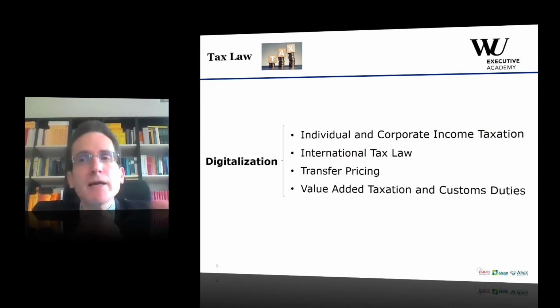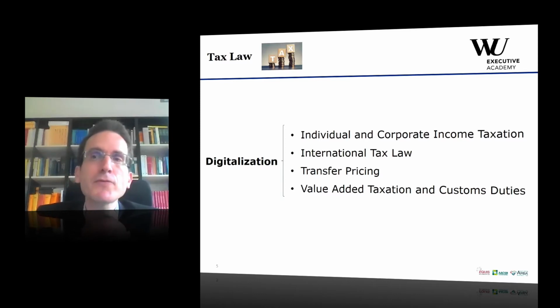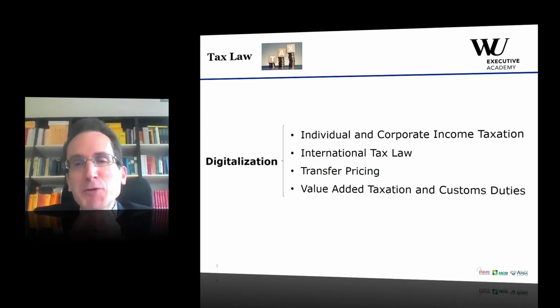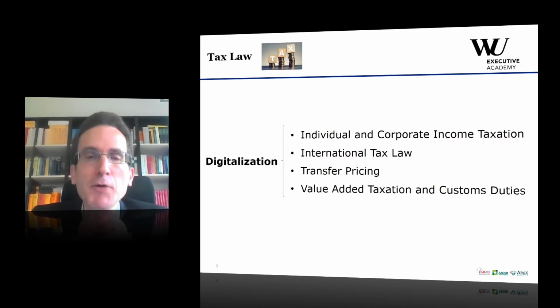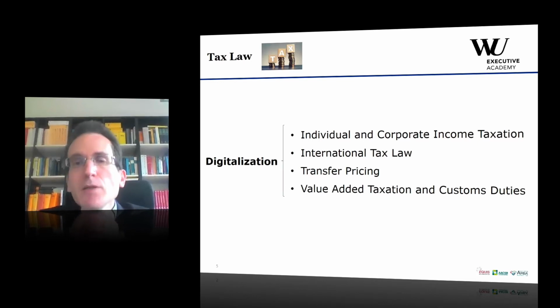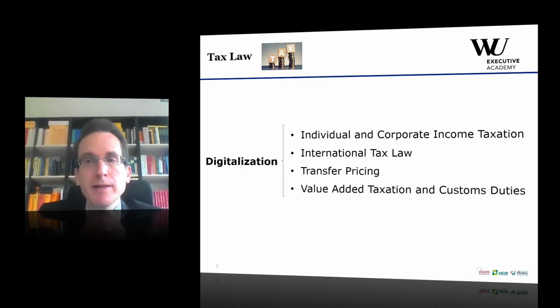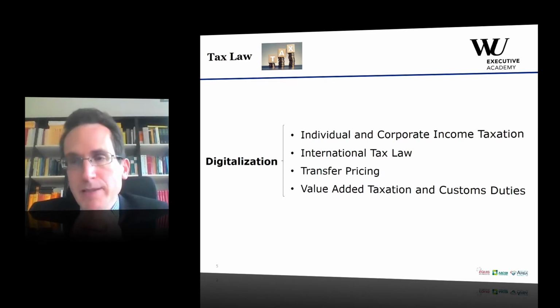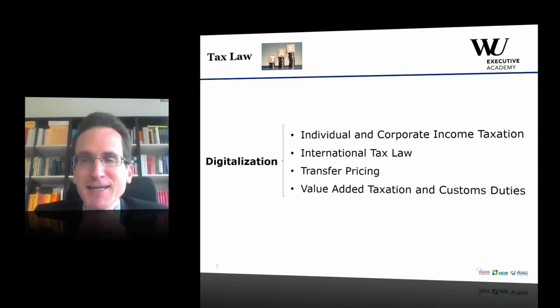And then we bring everything together and we have case studies, use cases where we jointly work on how to digitalize, how to automate the tax system. So in the program, we will get an overview over basic tax law. So that's the starting point.